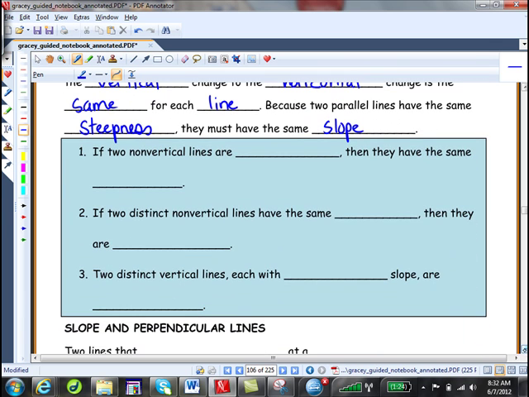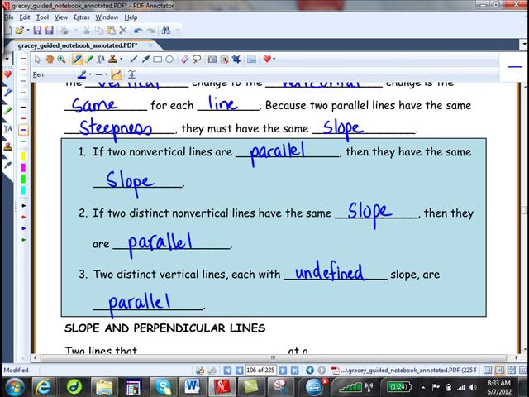Okay, so here we go. Here's a couple of items. If two non-vertical lines are parallel, then they have the same slope. So that's a clue. You're like a math detective here. If two distinct non-vertical lines have the same slope, then they must be what? Awesome, parallel. Two distinct vertical lines, each with undefined slope, must also be parallel.